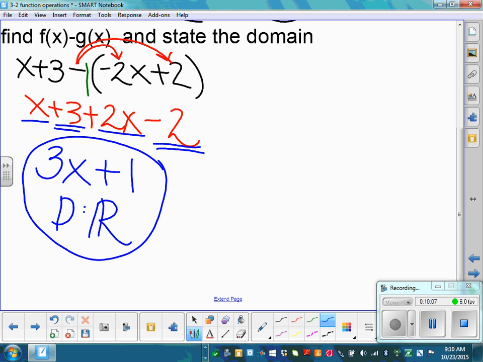So we don't need to get the x by itself. We're not solving. We're just doing f. Good question. So we're not solving in this one. We're just doing f of x minus g of x. This is our answer. So there's no equal sign here, right? So we wouldn't be solving. That's actually a really good question.